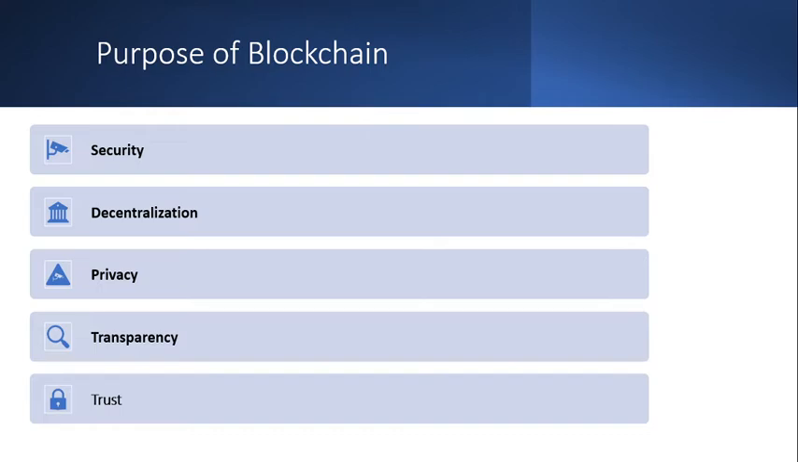So now let's come to why we need the blockchain and how the blockchain has evolved. There are several purposes of the blockchains that help build better systems. For example, I would like to highlight a few of them, like the security. Blockchain provides the better security. Blockchain is decentralized. There is no central authority to control the data and the application in the blockchain. Blockchain provides the privacy. The transactions are transparent and blockchain provides the trust.